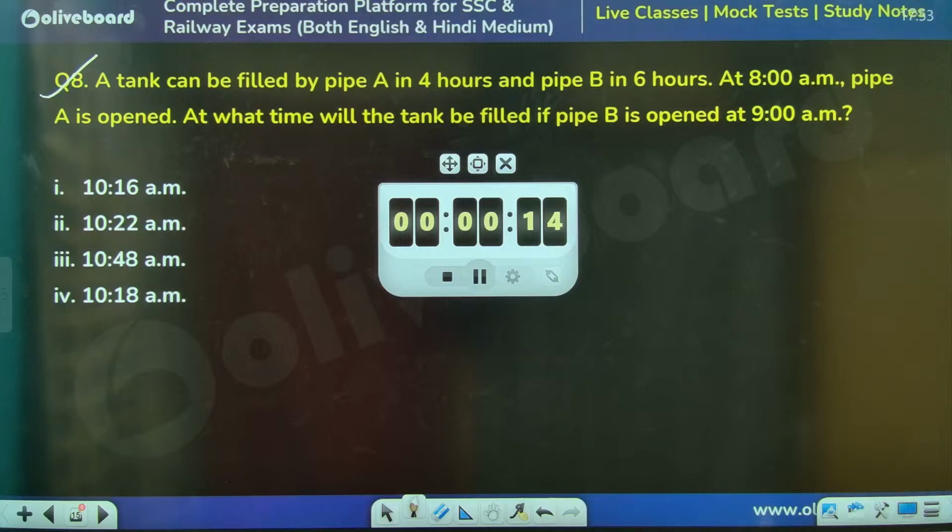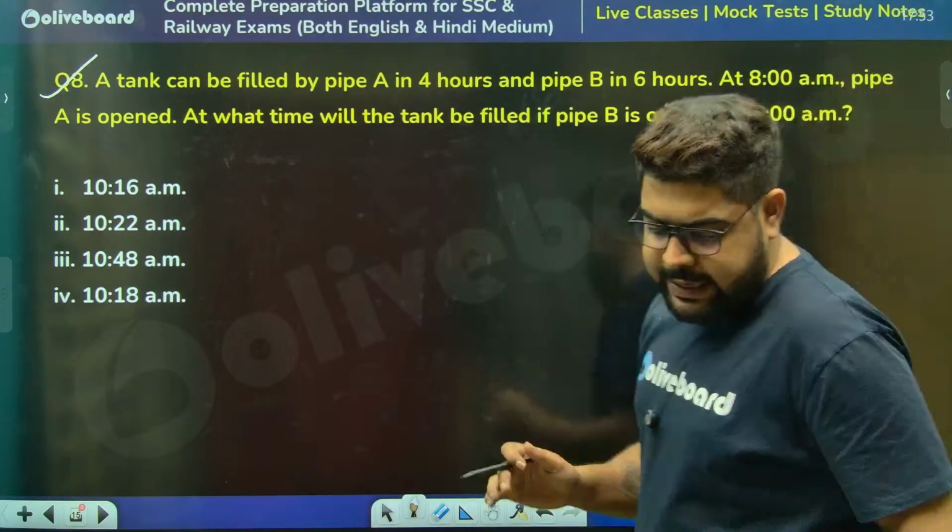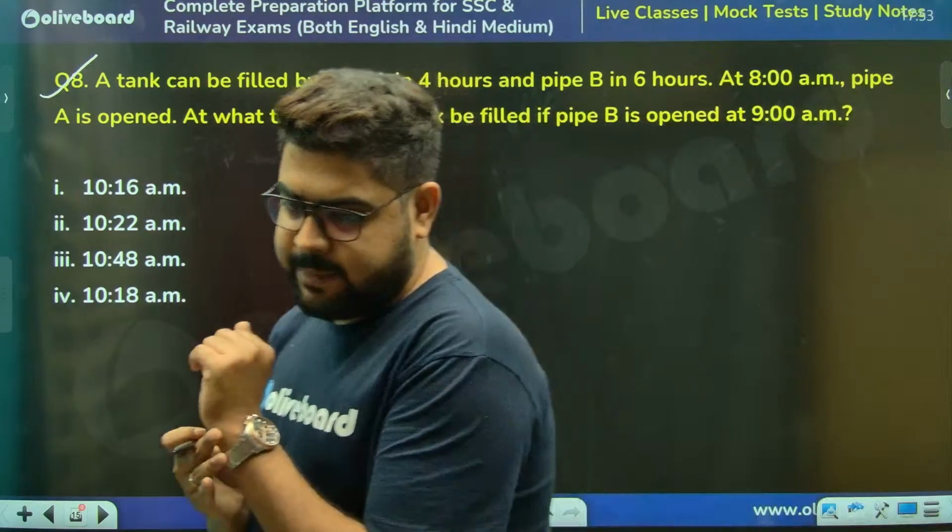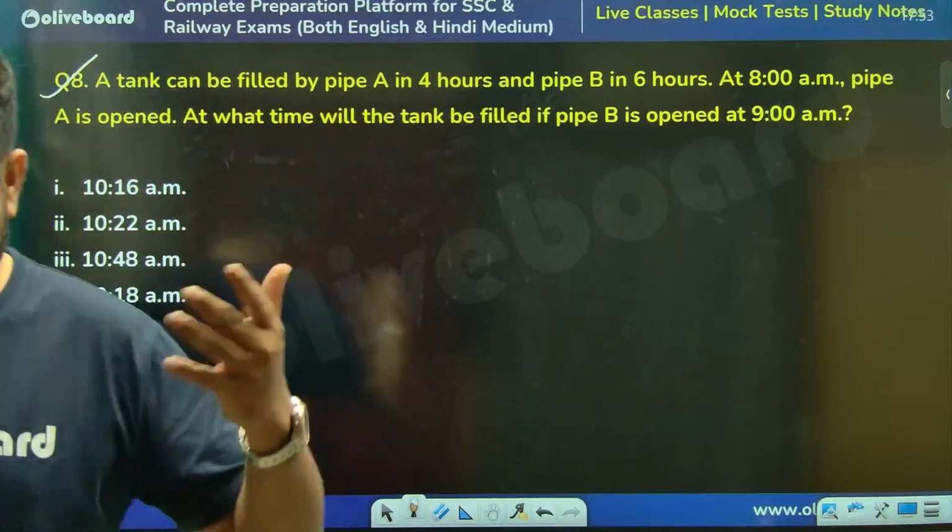A tank can be filled by pipe A in 4 hours, and pipe B in 6 hours. Done. No formulas will be used. We will not be using any formulas. That's not the correct way. Think in logical ways, sir. We'll see.